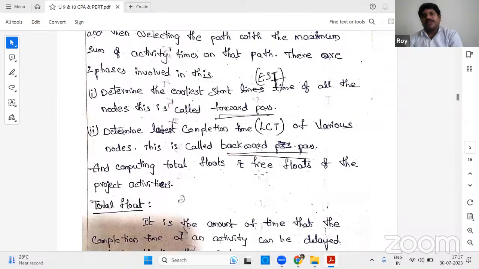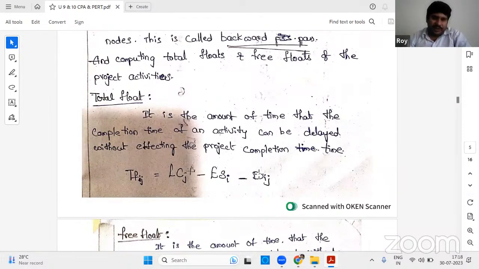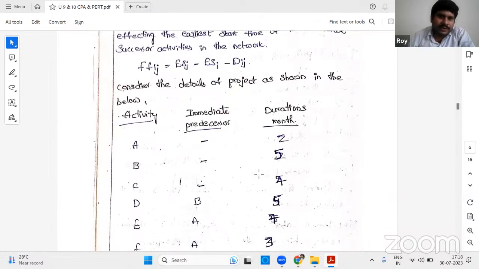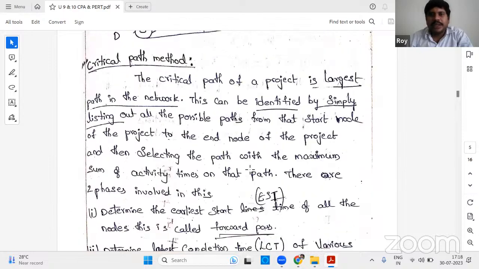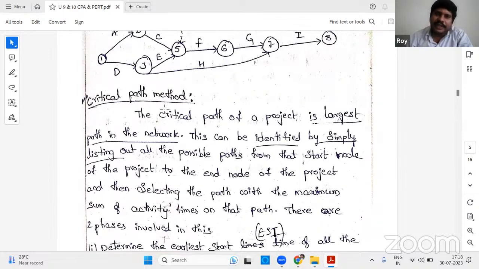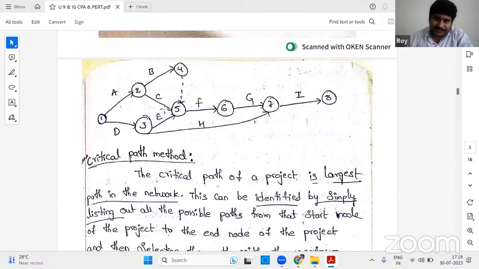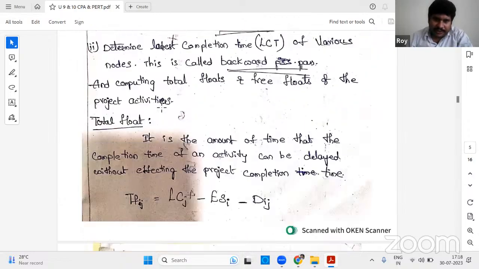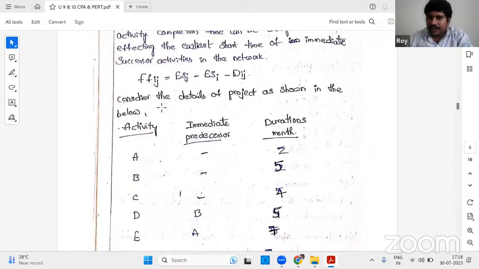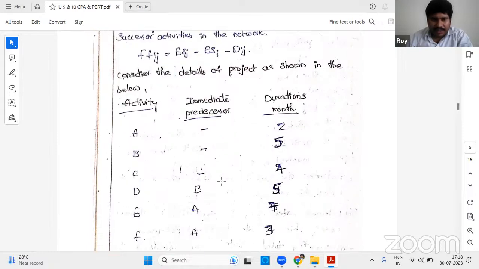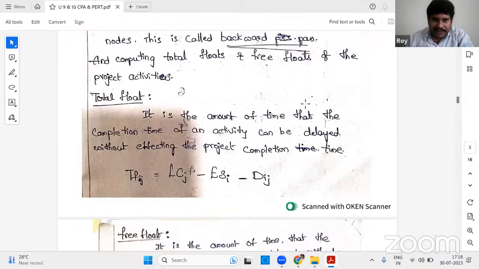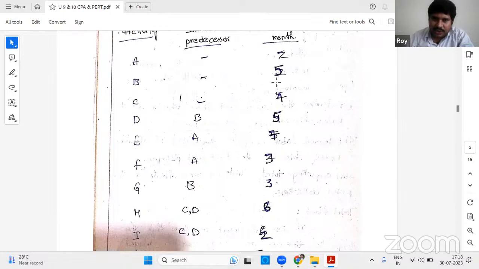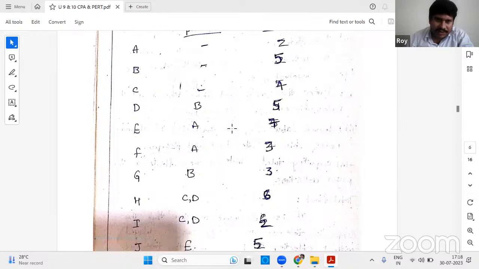Now, the critical path method. This is a bit tough to understand, but I will try. The same question asks us to find the critical path, the CPM method. In that CPM method, there is a question given here. If you draw the line, they have given some months here. To complete these activities, we need to add those months: 2 months, 5 months, 4 months, 5 months.